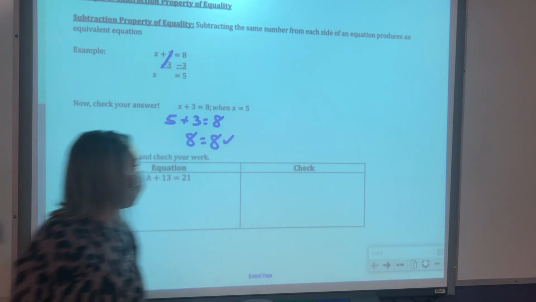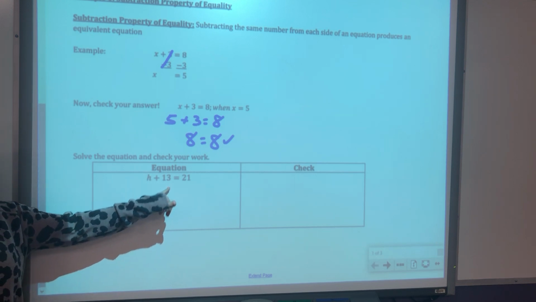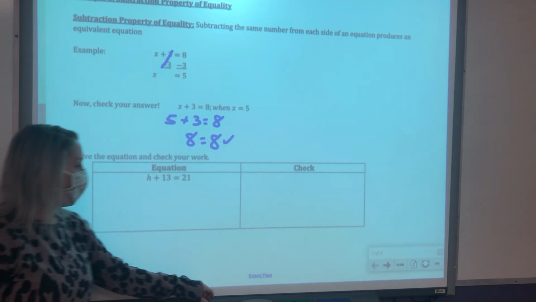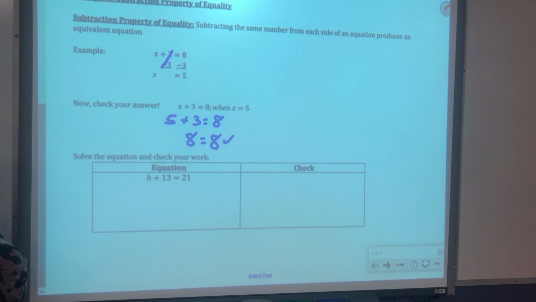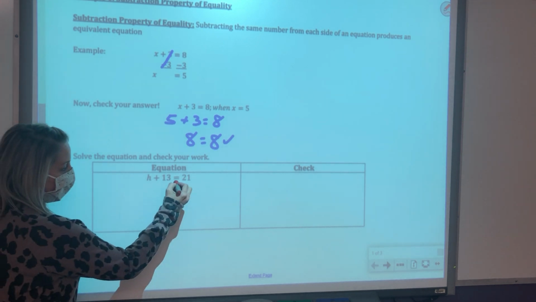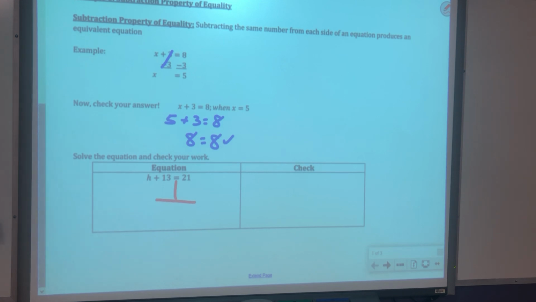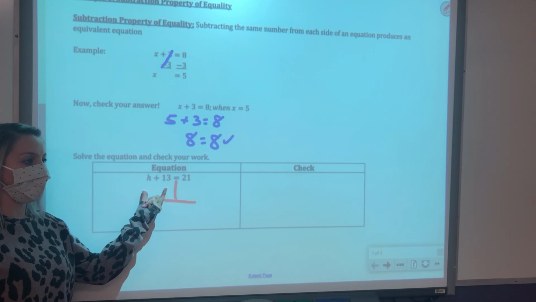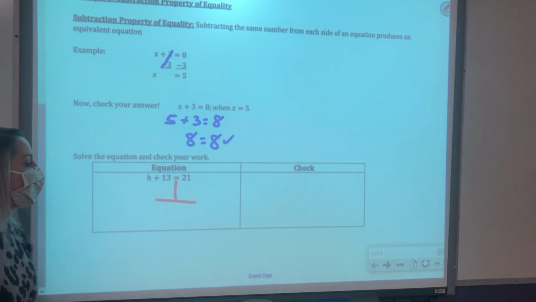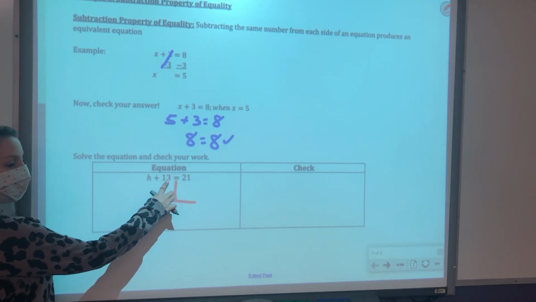Okay, so we're going to start here with h plus 13 equals 21. The first thing I always do is start with my upside down T. Now my upside down T separates my left side and my right side. That reminds me, whatever I do on the left side of my equation, I also need to do on the right side. So h is being added by 13.